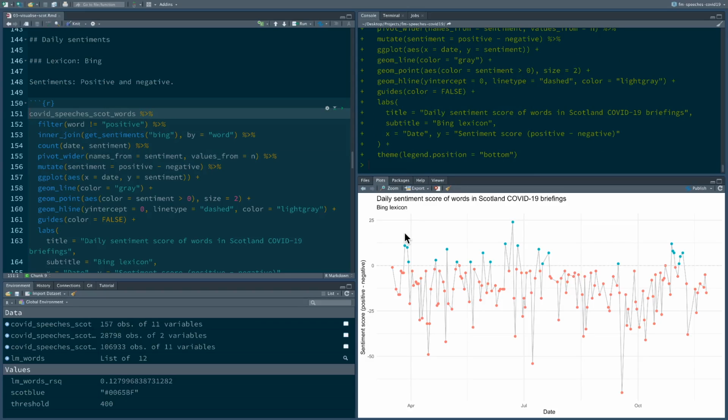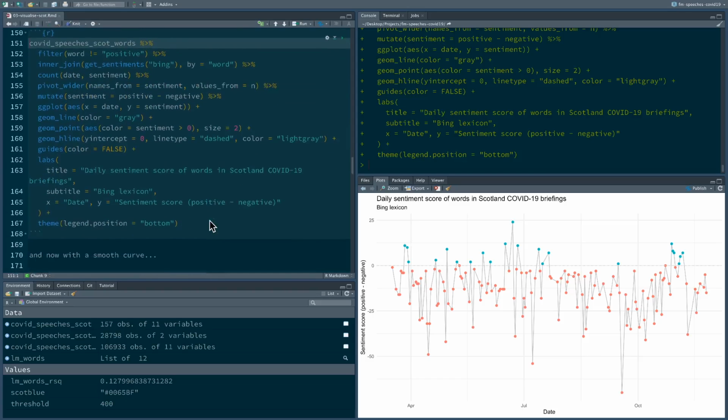So above the line are positive and below the line are negative. And we can see that for many of the days, the overall sentiment is negative when we add up these scores, which probably isn't surprising given the context, but that's basically what we're seeing here.